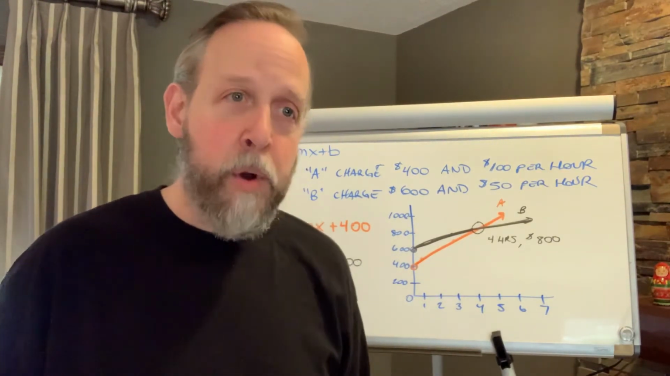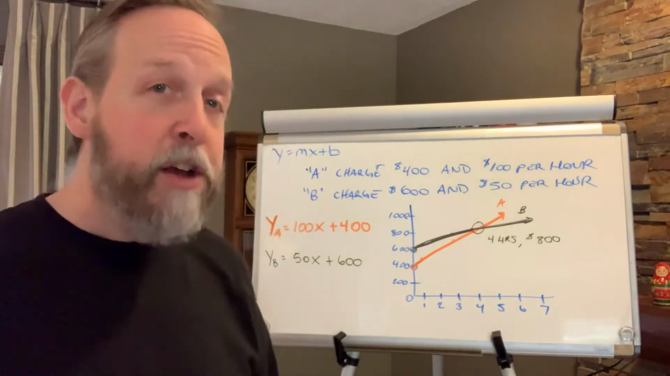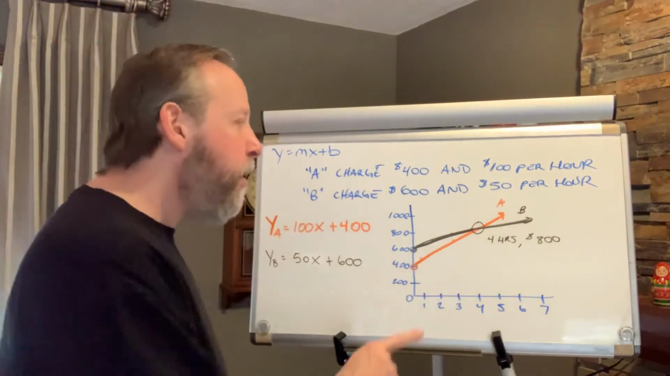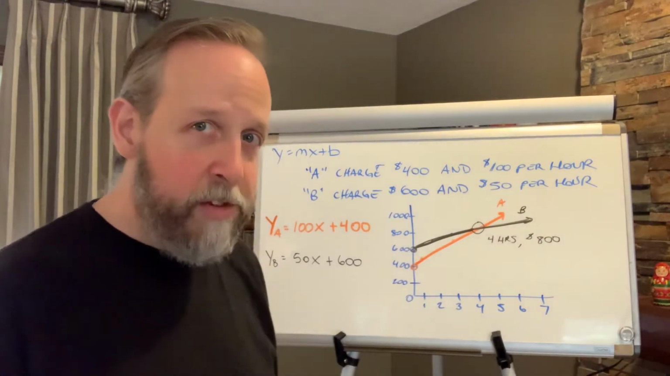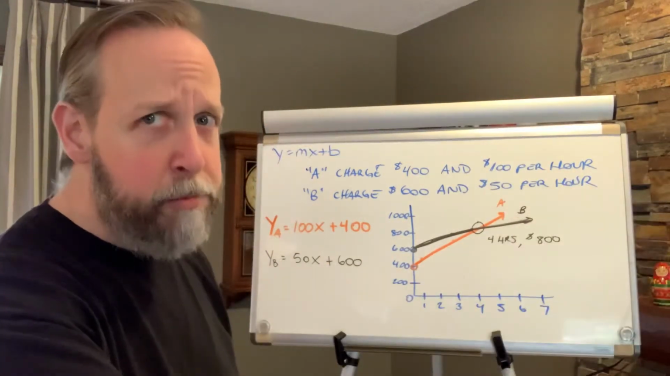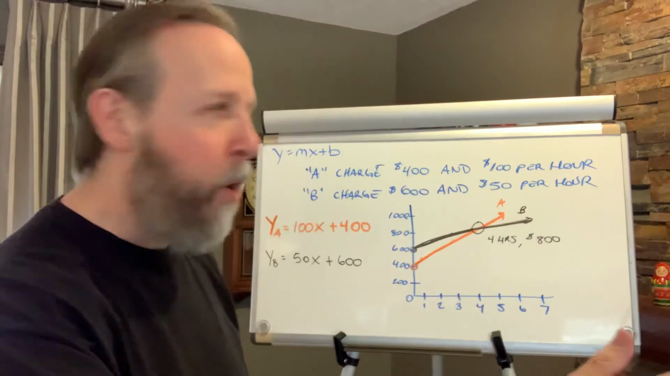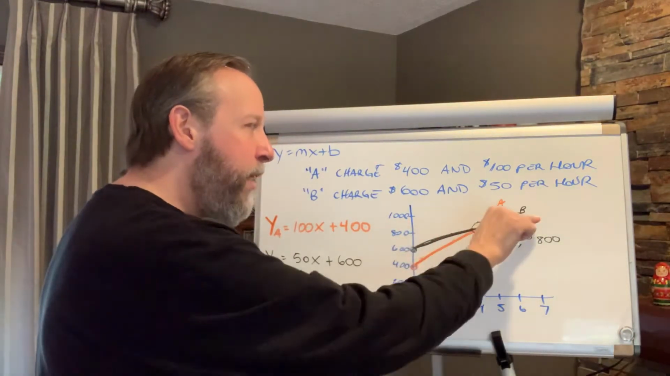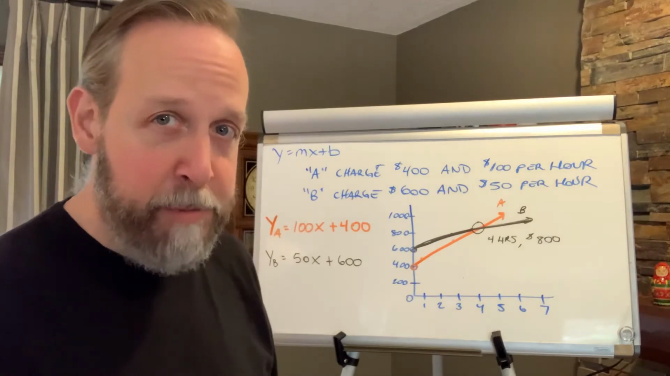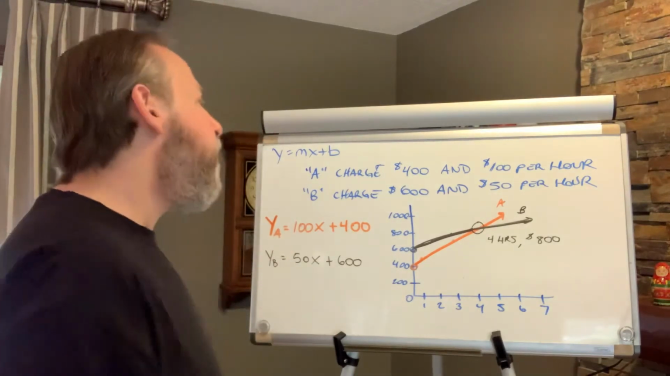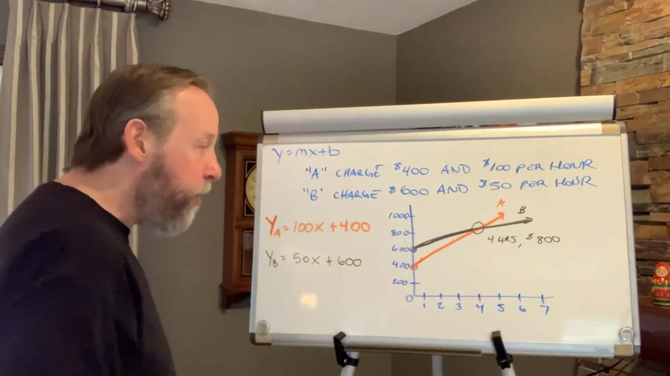Which one's more cost effective? Well, if I have a short-term job, it looks like builder A, the orange line, is a better price tag for me. If I have a long-term job, it's going to take me more than 4 hours, I should go with builder B. Even though he starts off more expensive, over time, it'll cost me less money. All right, so that's slope-intercept form with a graph.